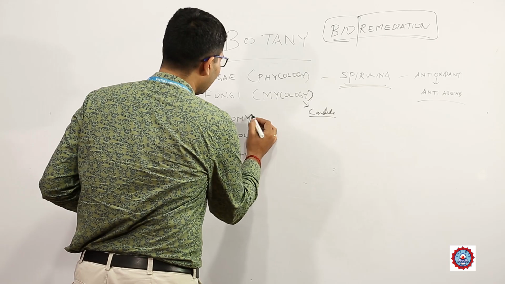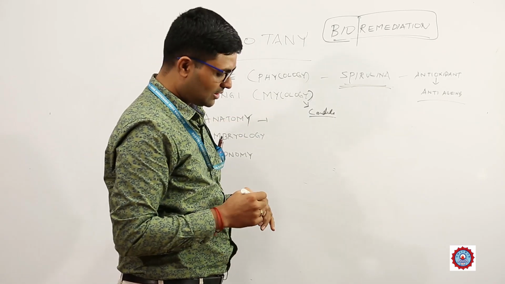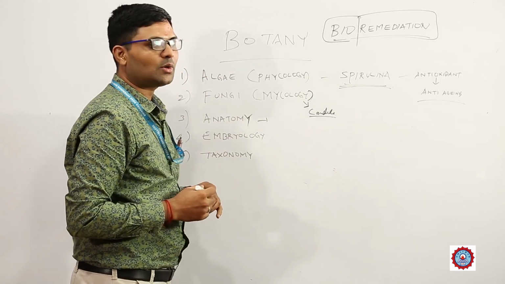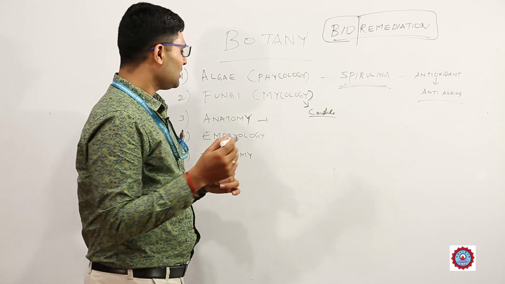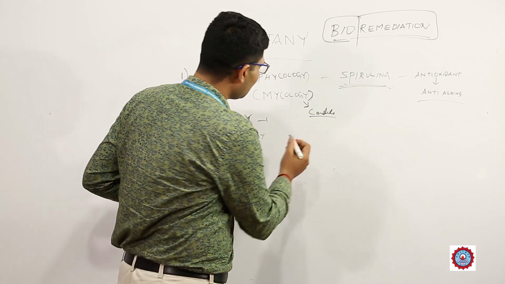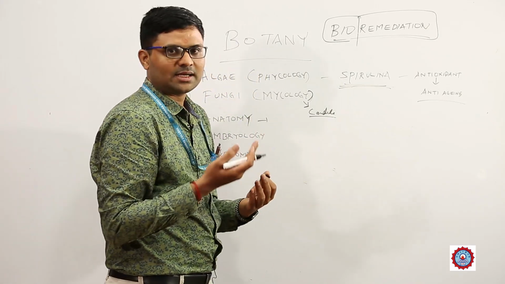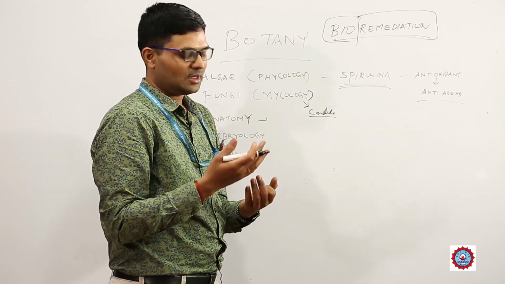Then the anatomy part, which is mostly plant anatomy. In this course you will study plant sectioning. There are sections like the stem. When you take a plant part, for example a stem, and take thin sections, the sectioning itself is a great task.